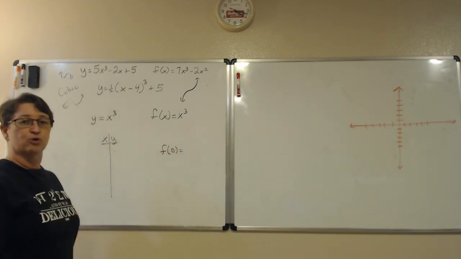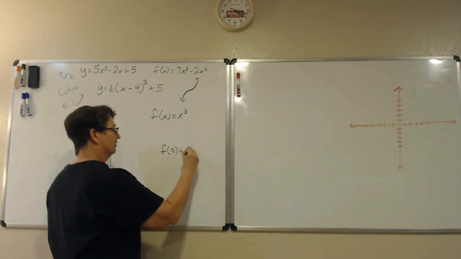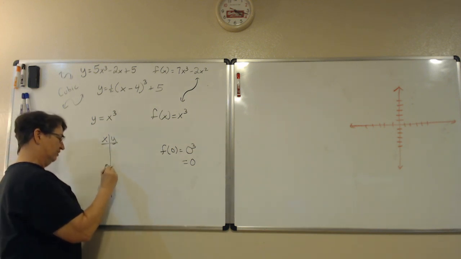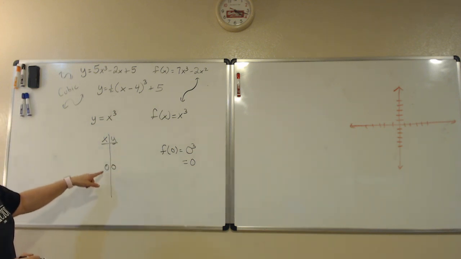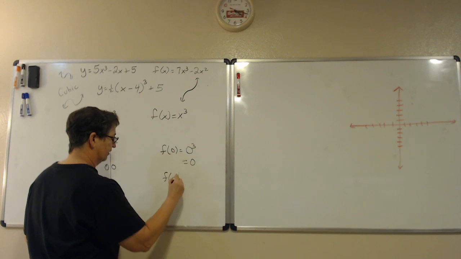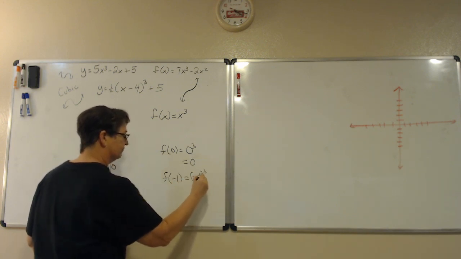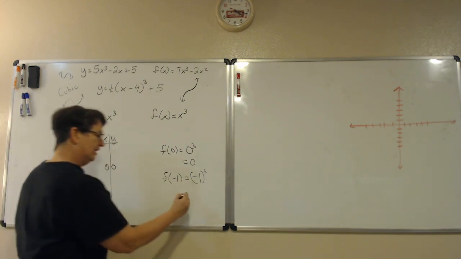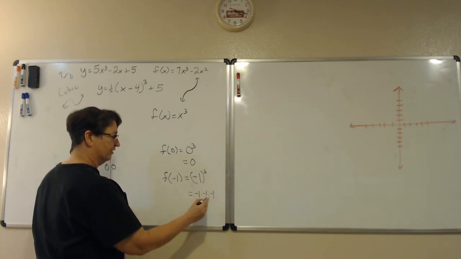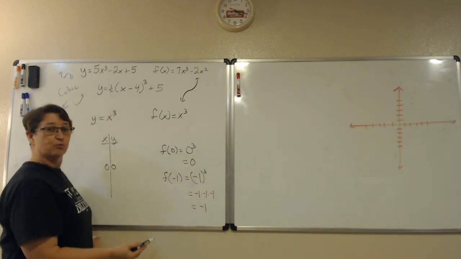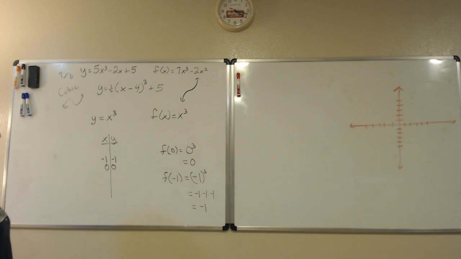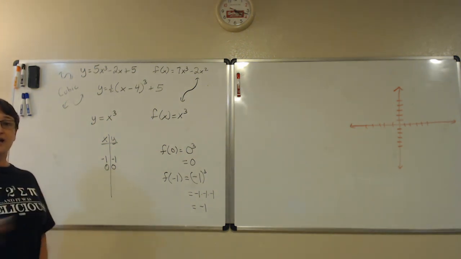And if I put in a 0, well, 0 cubed is just 0. So there's a point on this function at (0, 0). How about a negative number? Let's try it. If I put in -1, well, -1 times -1 times -1. -1 times -1 is 1, times -1 gives me a -1. So I have a point here at (-1, -1). And that was fine. So again, it turns out I can put in any number.